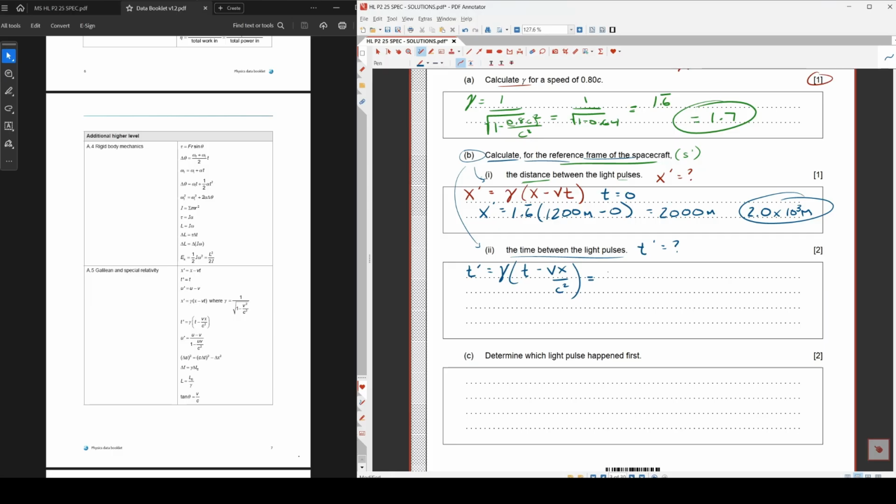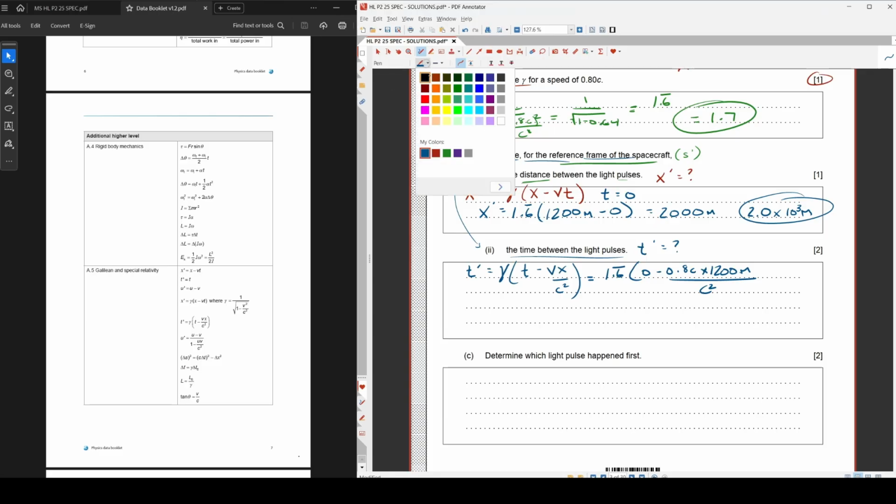Okay, let's plug in what we know. This is 1.6 repeating. t was 0, and I'm going to subtract v, which was 0.8c. Don't forget that c. It's not 0.8, it's 0.8 times the speed of light. I multiply that by 1200 meters and divide that by c squared. I'm going to save myself a math step here: inside the fraction, do 0.8 times 1200, and then divide that by the speed of light, which is the number in the front of my data booklet.